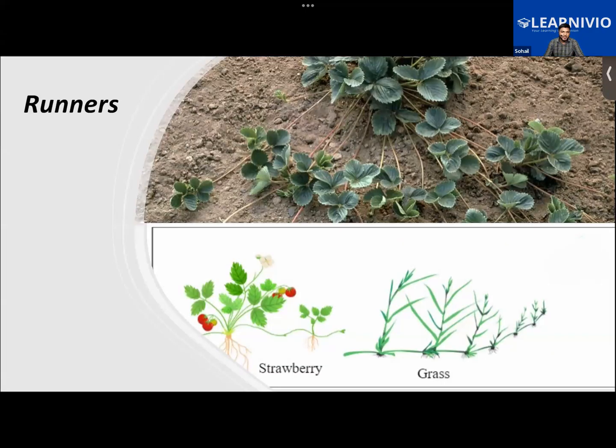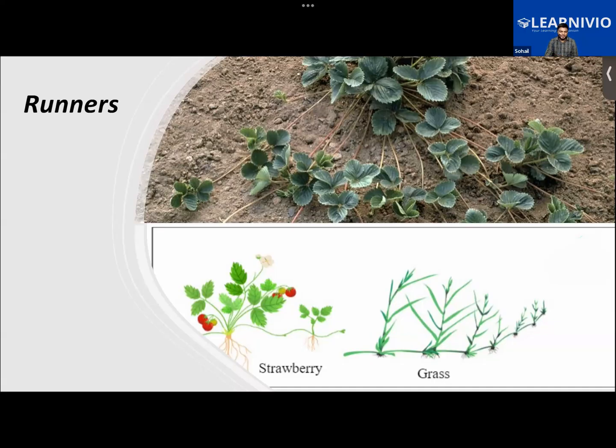Next, we are going to learn about runners. First of all, look at these images over here. We have the example of the strawberry and the grasses. Strawberry and grasses grow via the running method. Basically, they have runners. You have this grass growing here right now.